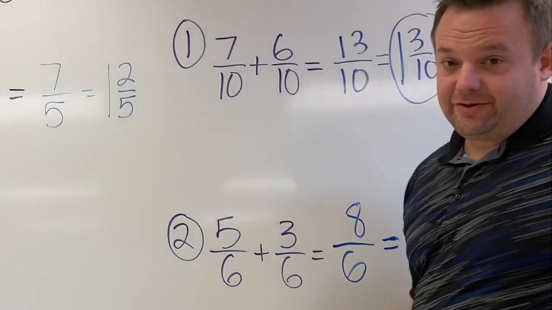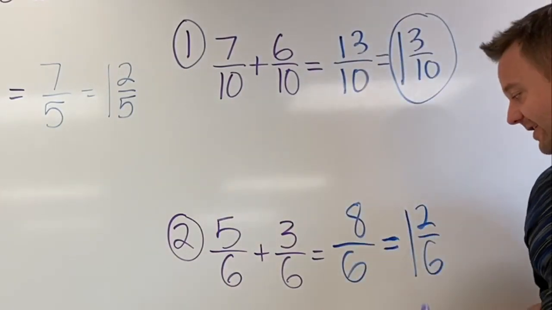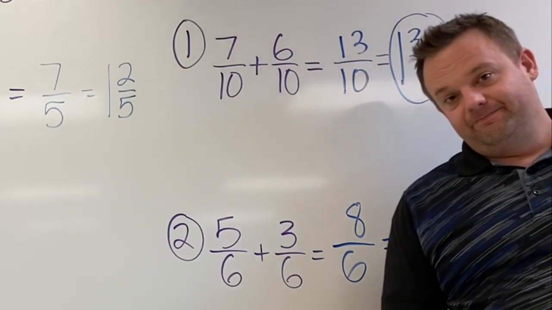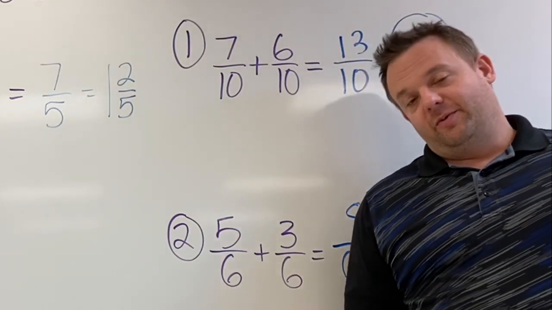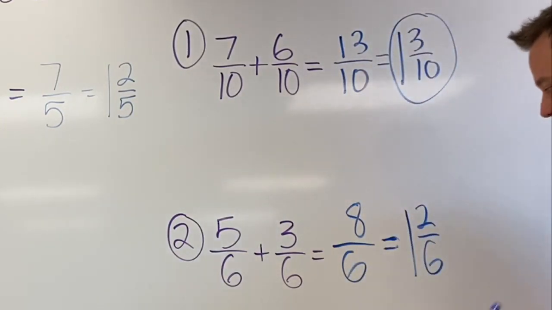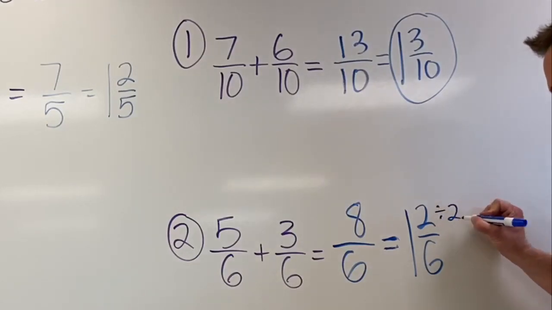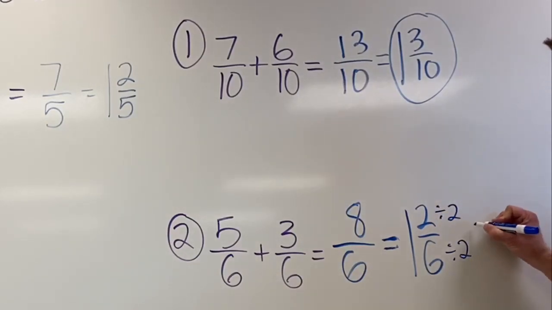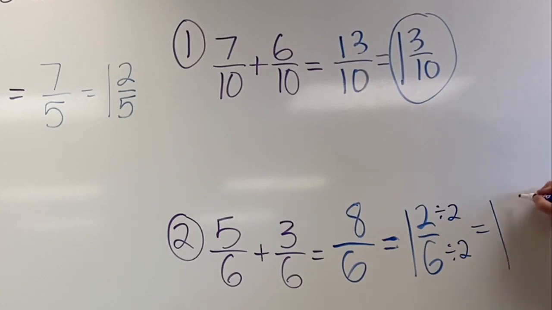That can be reduced to lowest terms. What can you divide both 2 and 6 by? That's right, 2. They both have a common factor of 2. In fact, the greatest common factor. So we'll divide by 2, and we'll get 1 and 1/3 is our final answer.